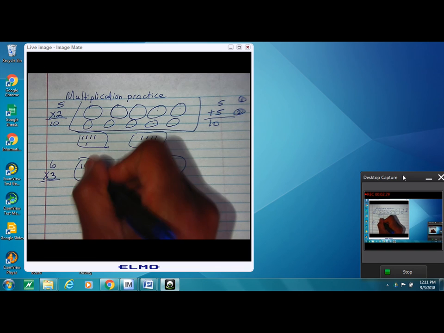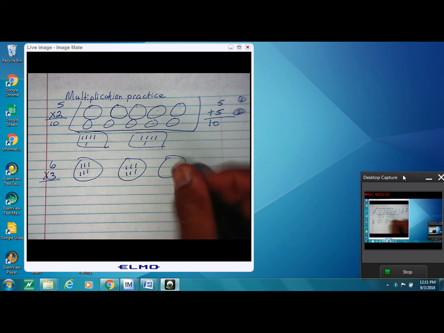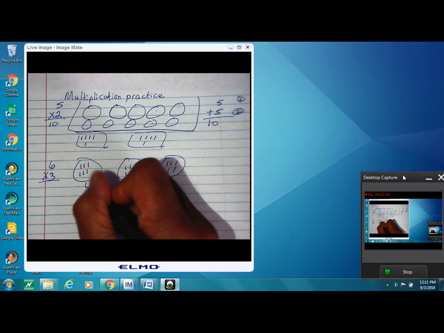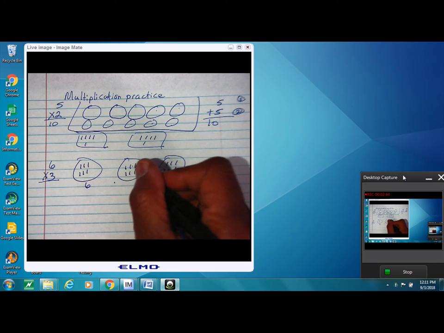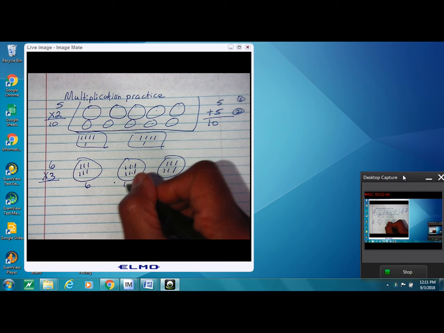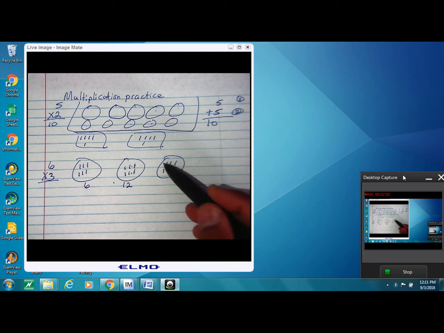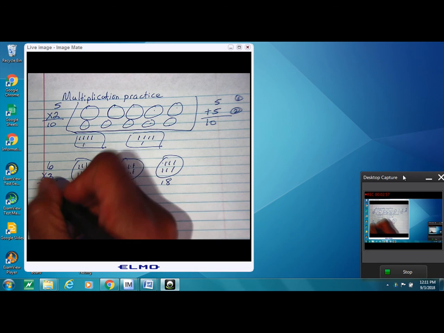1, 2, 3, 4, 5, 6. Another 6, and another 6. So how many is in this group? This first group is 6. Then 7, 8, 9, 10, 11, 12. There's 12 in that one. Then 13, 14, 15, 16, 17, 18. 6 times 3 is 18.